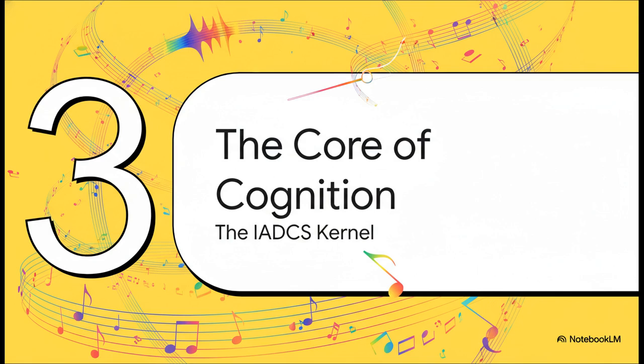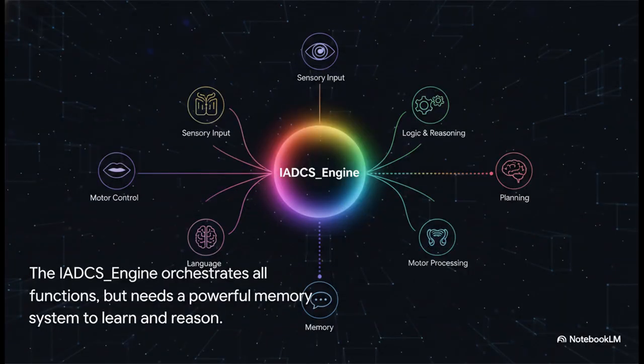All right, so at the very center of it all, you have the IADS kernel. This is where all the sensory data, all the internal states, everything comes together. You can think of it as the conductor for this whole digital orchestra. So this engine is running the show, managing the main cognitive loop. But here's the thing. To actually learn, to reason, and to become, like that axiom says, it can't just process data. It has to be able to form connections between ideas. And for that, you need a very, very special kind of memory.